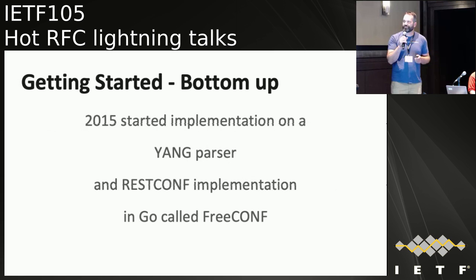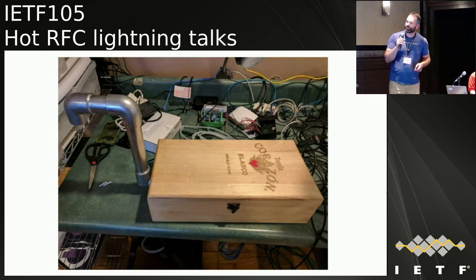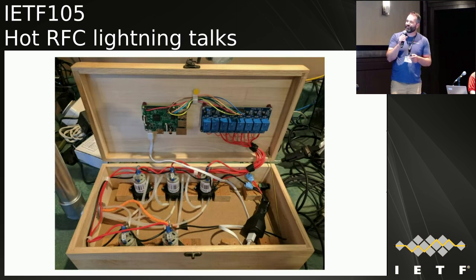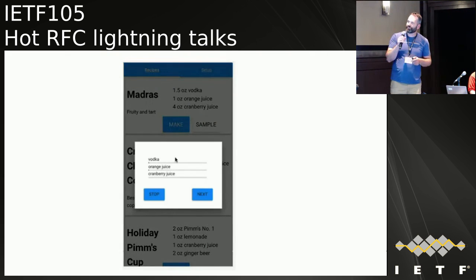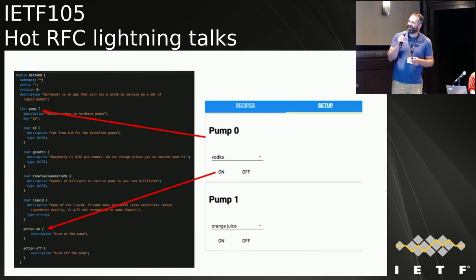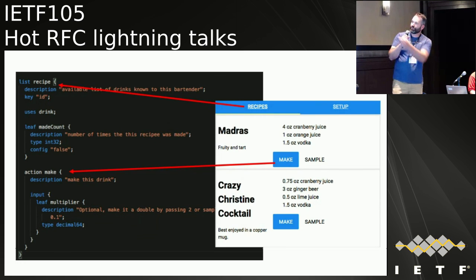And so in 2015, I became aware of these standards and wrote an implementation of the YANG and RESTCONF specs in Go. I started there. My first project was this bartender. It has a Raspberry Pi and some relays and some pumps, and it's got a little interface to make drinks. I implemented it all in RESTCONF. There's a YANG model for the bartender, and you can assign a pump to a particular liquid. Even when you make your recipe, you're going through RESTCONF, and there were really no special tools in the JavaScript to get this to work.